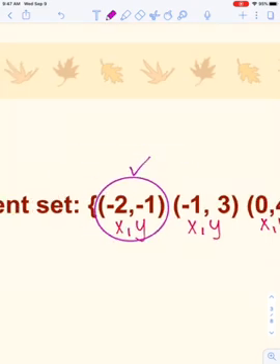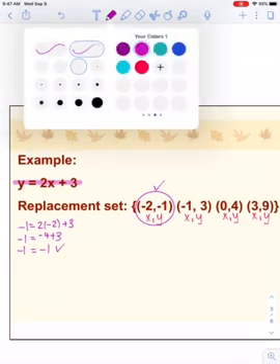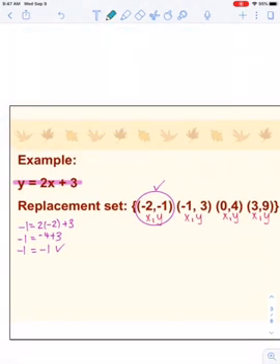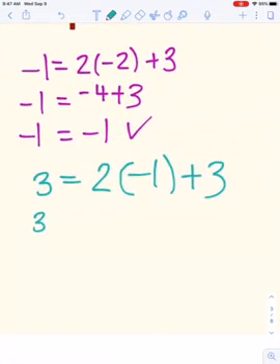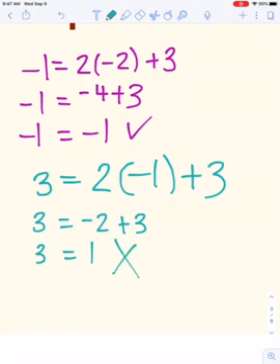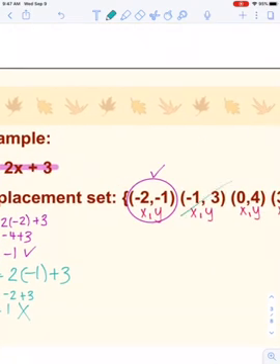Okay, so that one works. My next point I'm going to try is -1, 3. So again, I plug 3 in for y, so 3 equals 2 times my x, which is -1, plus 3. The left-hand side is still just a number. 2 times -1 is -2. -2 plus 3 is 1. Does 3 equal 1? No. So that's not a true statement. So this one doesn't get to be part of my solution set. That's a no. Okay? And then I keep moving.